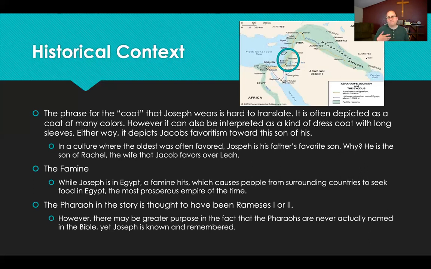But that being said, it's thought that this pharaoh was probably Ramses the first or the second, because there were three Ramses in Egypt, a dynasty around the time that we think that this happened. And at the beginning of Exodus, the current Pharaoh that knows Joseph dies. So it seems to be that it's one of them. But again, we don't really know.